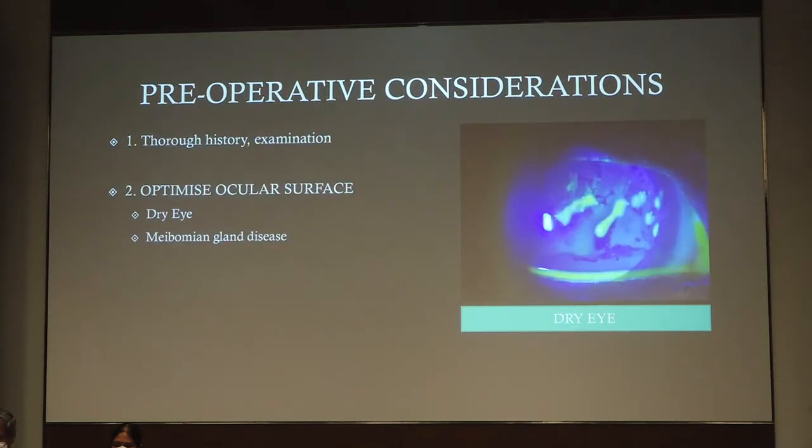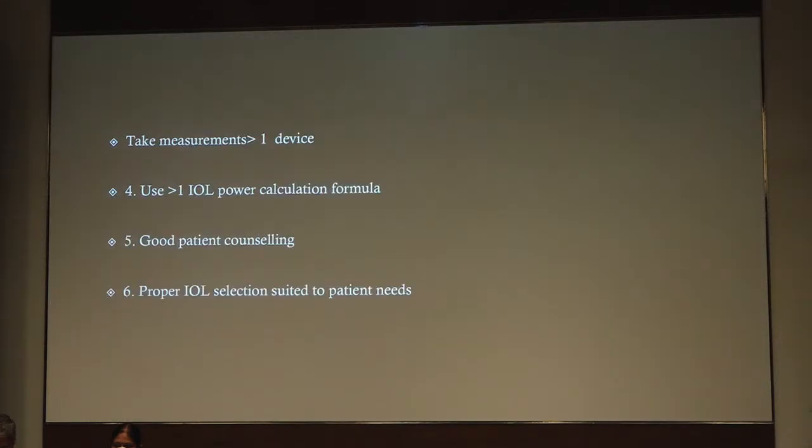So the preoperative considerations are: take a thorough history, do a proper examination, optimize the ocular surface, and look for other things like dry eye and meibomian gland disease and tackle them if they exist. Take more than one measurement on more than one device, use more than one IOL power calculation formula, do good patient counseling, and choose the proper IOL.